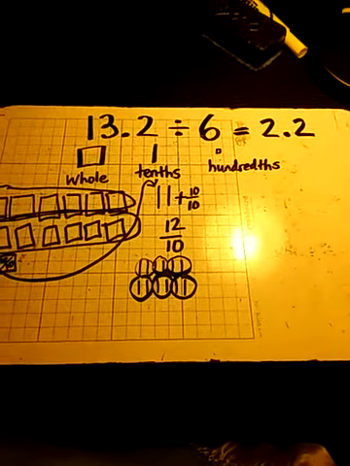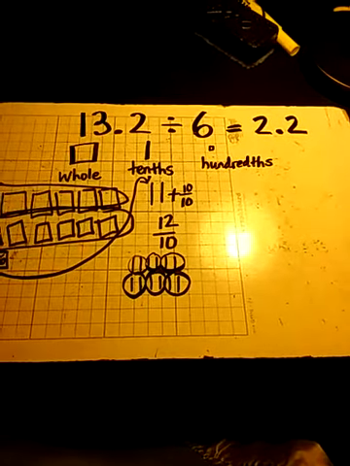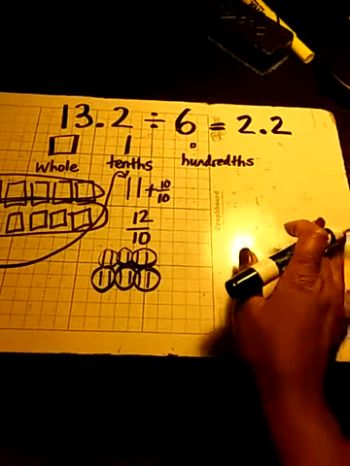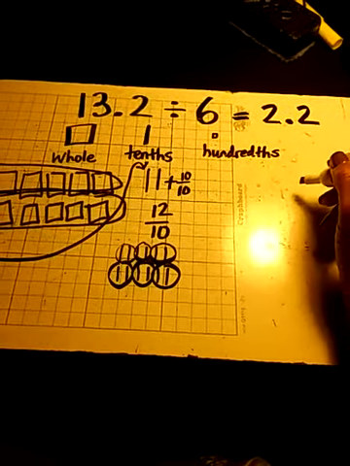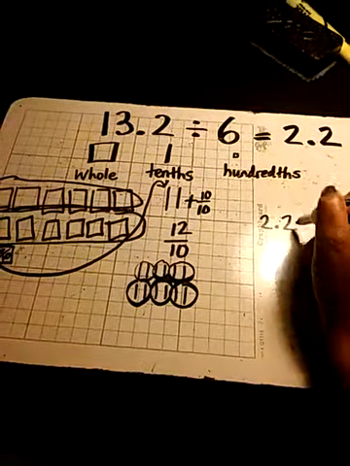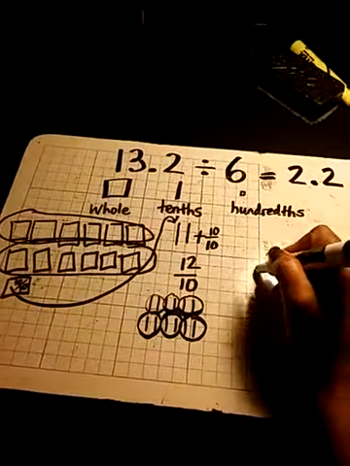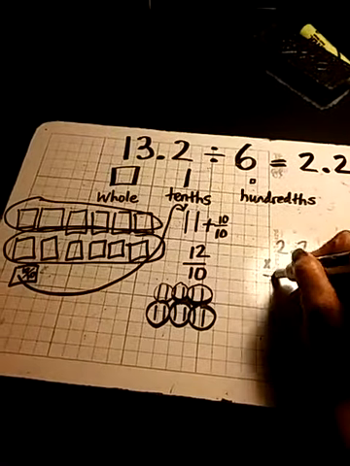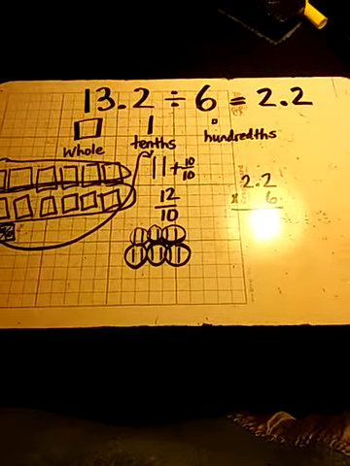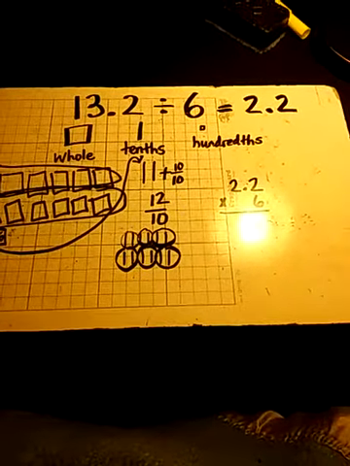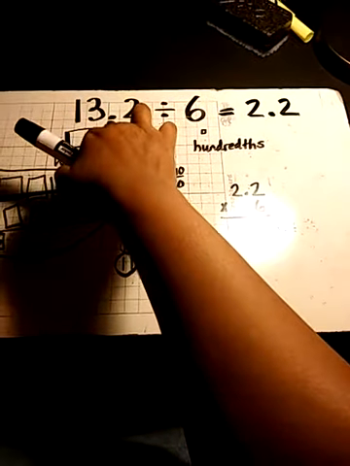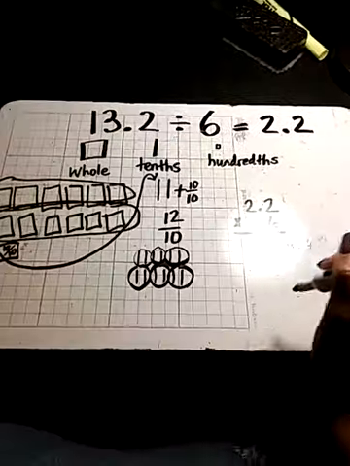And because multiplication is an inverse operation of division, I can always check my work. The quotient, 2 and 2/10, times the divisor, 6, should give me a product that matches the dividend 13 and 2/10 that I used when I was dividing.